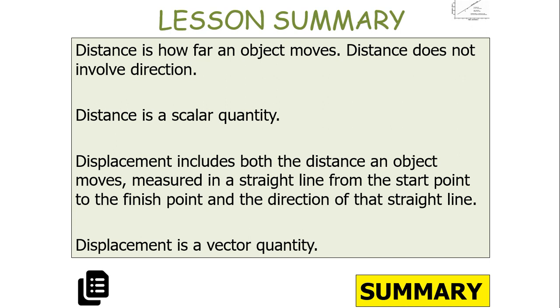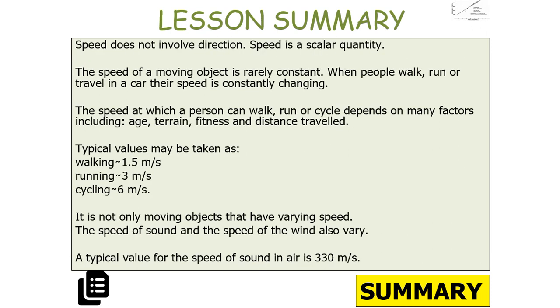So let's have a look at what we've learned in today's lesson. Distance is how far an object moves, and distance does not involve a direction. Distance is a scalar quantity, but displacement includes both the distance an object moves, measured in a straight line from the starting point to the final point, and the direction of that straight line, and displacement is a vector quantity. The speed does not involve a direction, it's in fact a scalar quantity.